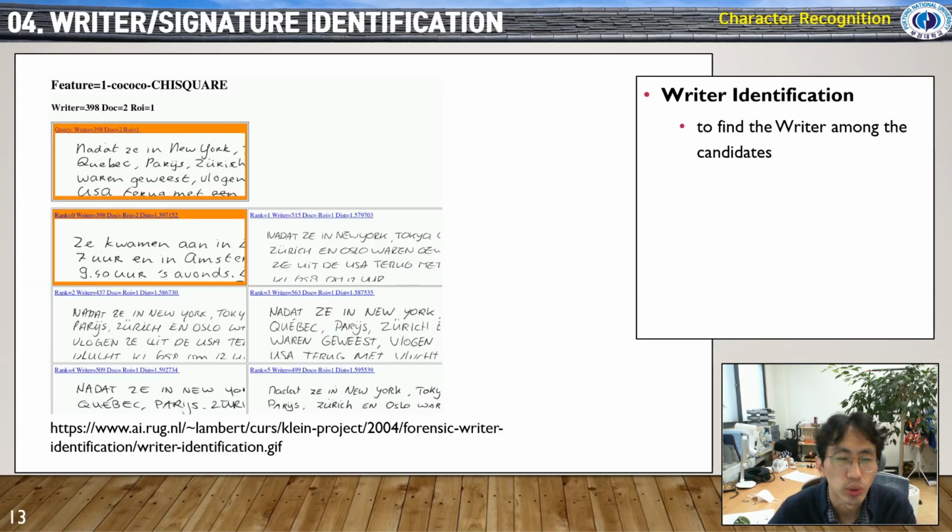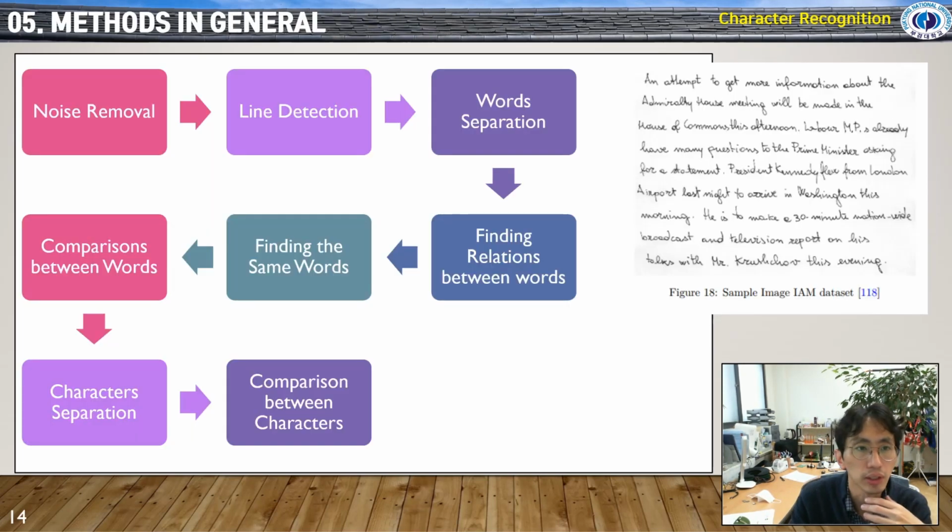So writer verification or signature verification is maybe the simpler form of writer identification, because in writer identification we have more candidates and we need to compare more. Okay, and let me explain the methods in general. I do not want to explain all the details, but just the brief process of the algorithms in character recognition. So in the character recognition process, we may receive data in this form.